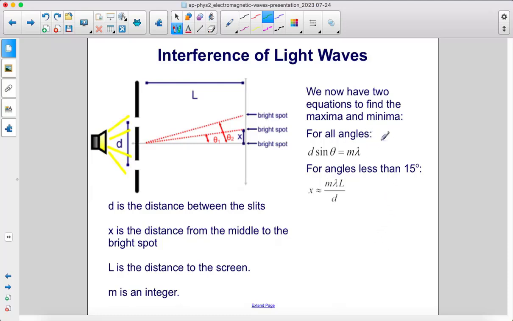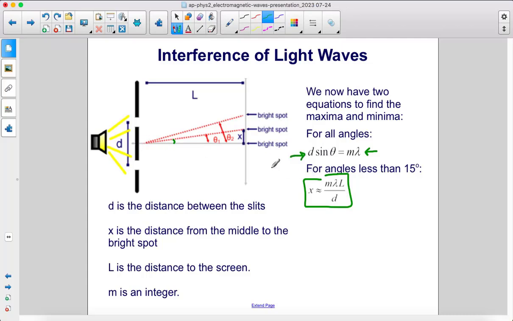So for all angles, this is our equation that's going to give us the location of a bright spot in the double slit experiment. And for angles less than 15 degrees, which, as long as theta is small, this will be true. This equation here is not on the AP Physics 2 equation sheet. You are going to need to be able to derive it from this equation here.